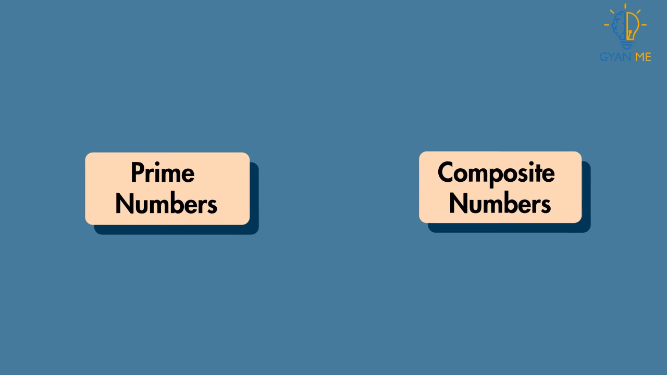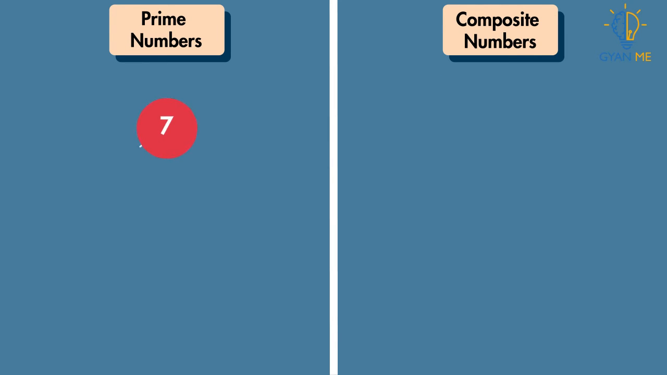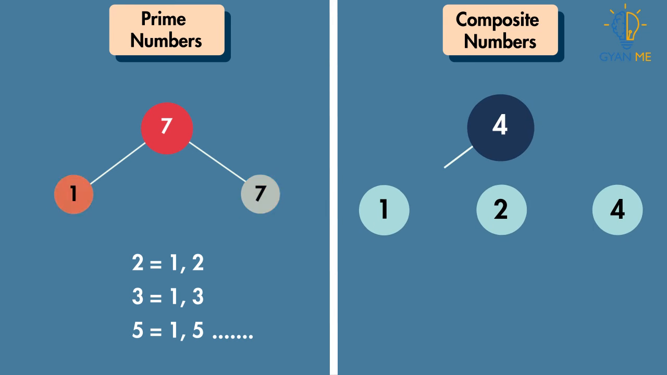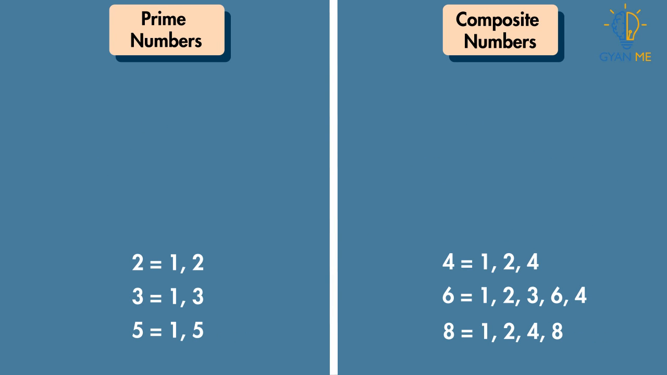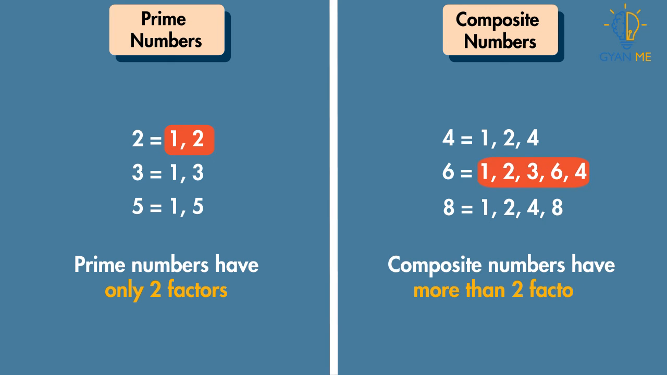Students, now let us go through differences between prime number and composite number. First, prime number cannot be factorized other than 1 and the number itself. For example, 2, 3, 5, 7, 11, 13, 17. While composite number can be factorized other than 1 and the number itself. So have more than 2 factors, 4, 6, 8, 9, 10, 12, 14, 15, 16. Number 2. Prime numbers have only 2 factors, that is 1 and the number itself, while composite numbers have more than 2 factors.